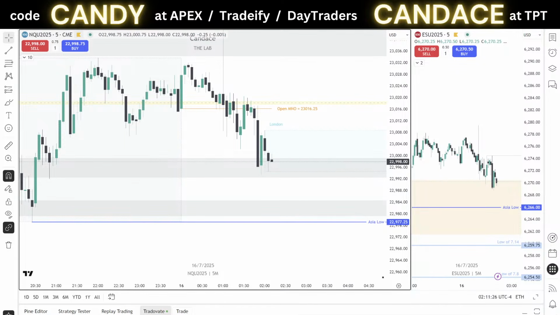Let me take a look at the poll. 34% bullish, 39% bearish, and 27% neutral. So, oh, it's pretty much the same for each side.